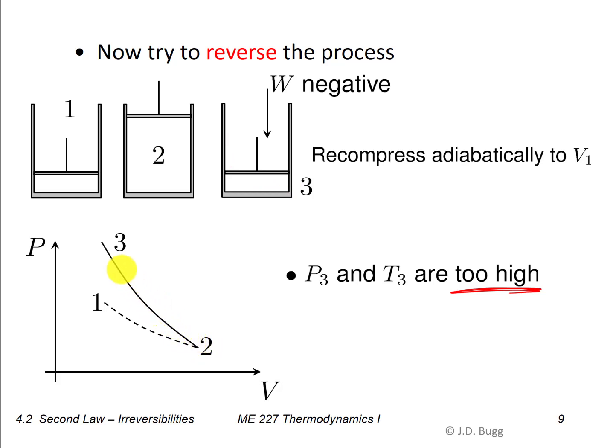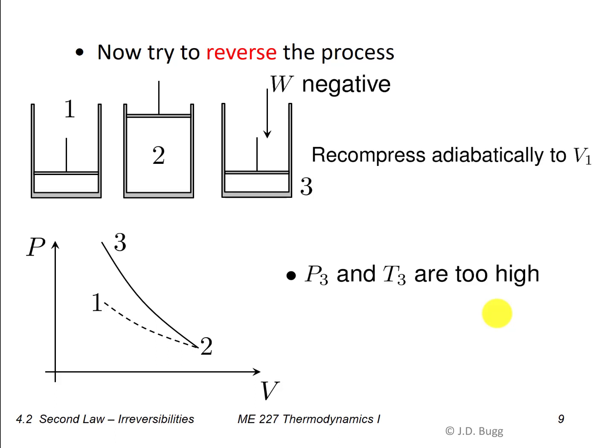So this is our adiabatic recompression. So temperature increasing, temperature increasing, temperature increasing, and we get back to 3 here. So 3 and 1 have the same volume, but the pressure and temperature are too high. So we've tried to reverse this process, and we're just not quite there yet. We don't have to be done. We don't need to get back to point 1 with a single process like this.